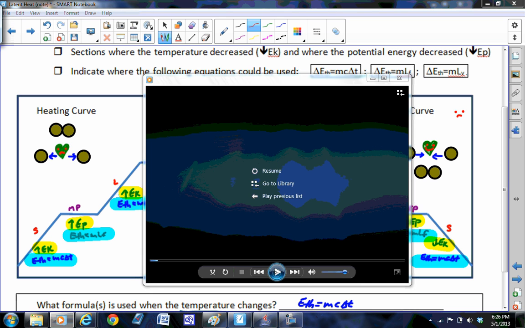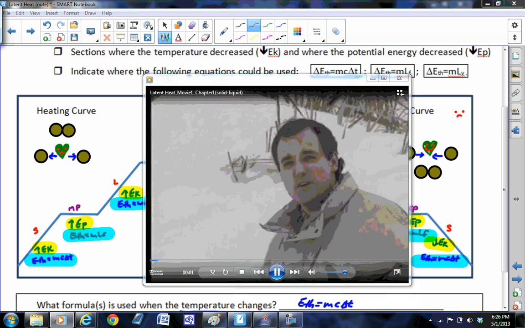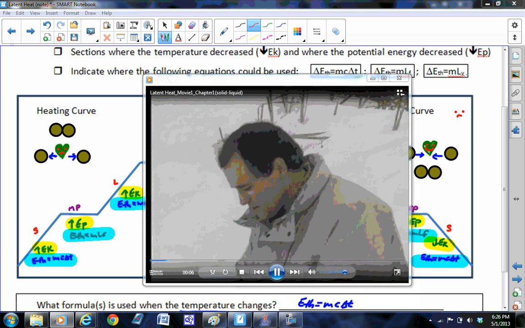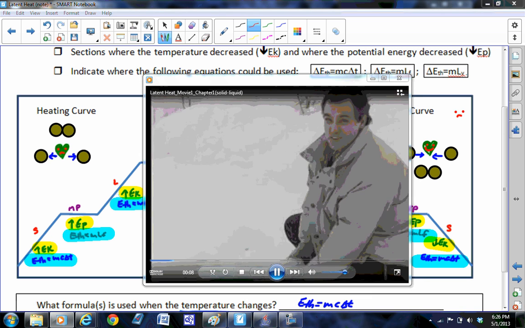Okay. We prepared a graph representing water to show energy changes, kinetic and potential, with temperature. We'll start with the solid phase, using ice as our solid.